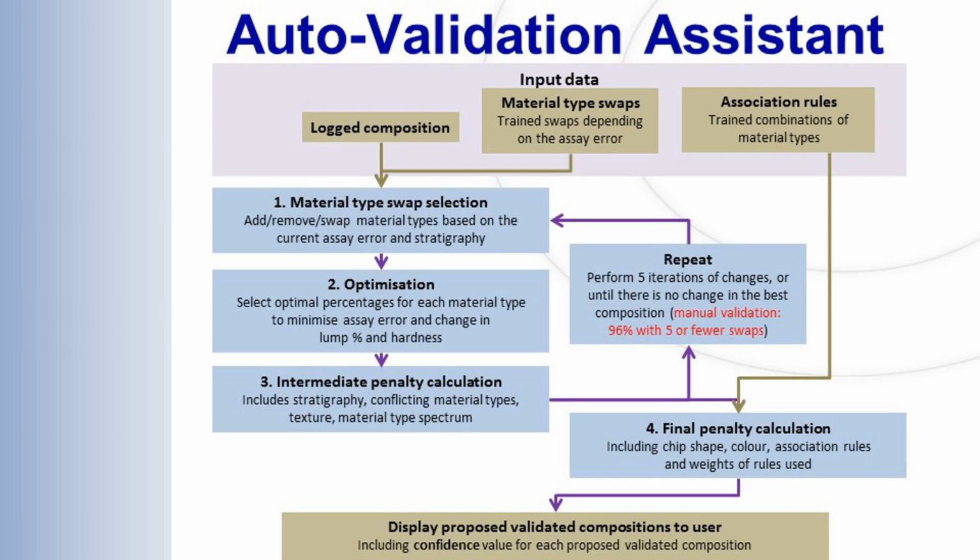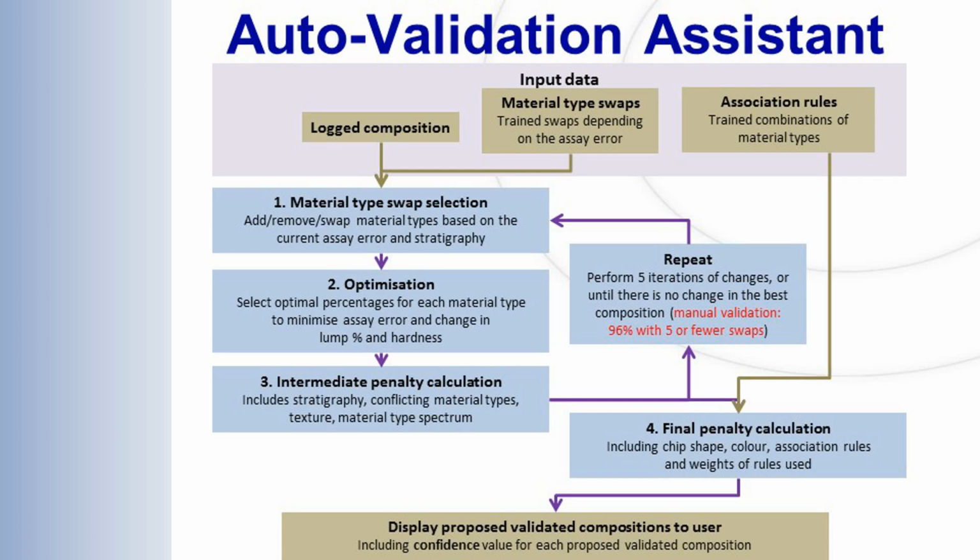So this is just summarising the entire algorithm, and the thing to note here is that it's very similar to what's performed manually, except we've just automated it. So we take the logged composition, and then, as if you're validating it manually, you'll swap material types and adjust the percentages. We've added this intermediate step to look at the context in which different material types are used. And then we repeat the process. So we go back and we swap material types. This is the same as what I was showing in that tree before.